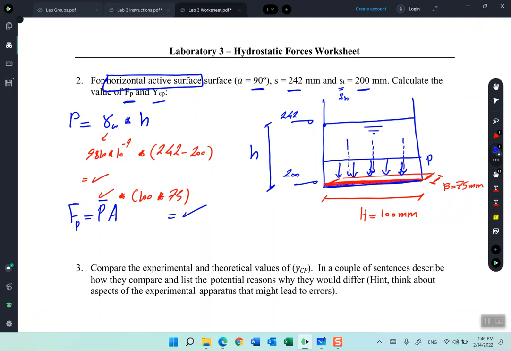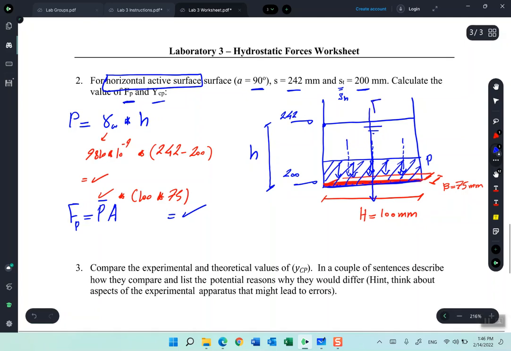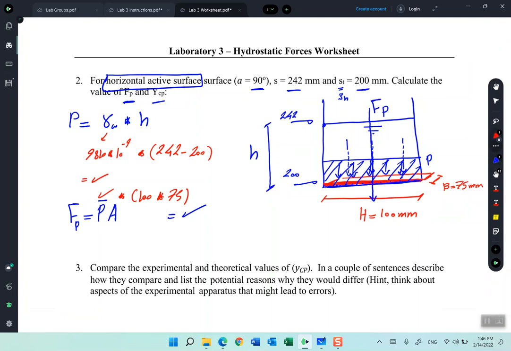So where does it act exactly? It acts at the centroid of the pressure diagram. So this is the pressure diagram, and the centroid of the rectangular section is at the middle. So actually the pressure force will act exactly at the middle. This is Fp. So what is the value of YCB? It is 100 divided by 2, which is 50 millimeters. This is YCB.